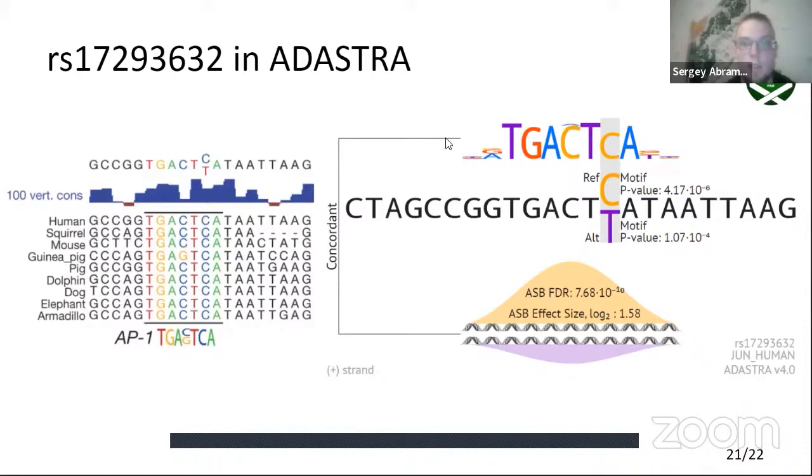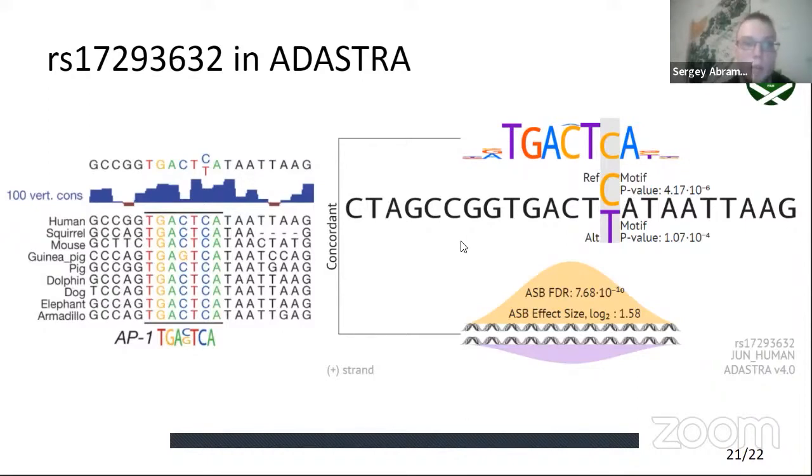And even if this motif data is not available, the Adastra data is available for various transcription factors, and only for about 1/3 of them were motifs available in the HOCOMOCO database.